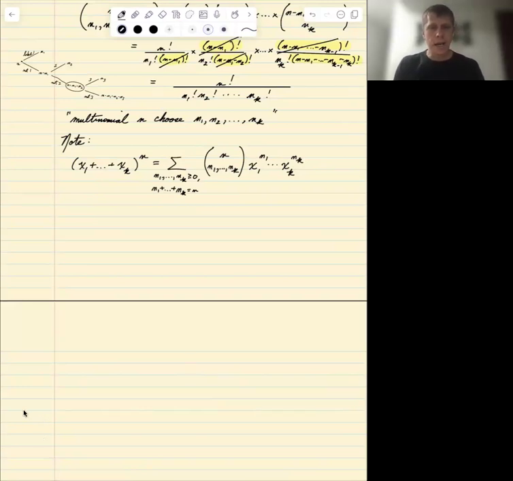So next time, that's the multinomial coefficient. And we still have a little bit more combinatorics left before we get into probability models, and we'll take care of that next time.